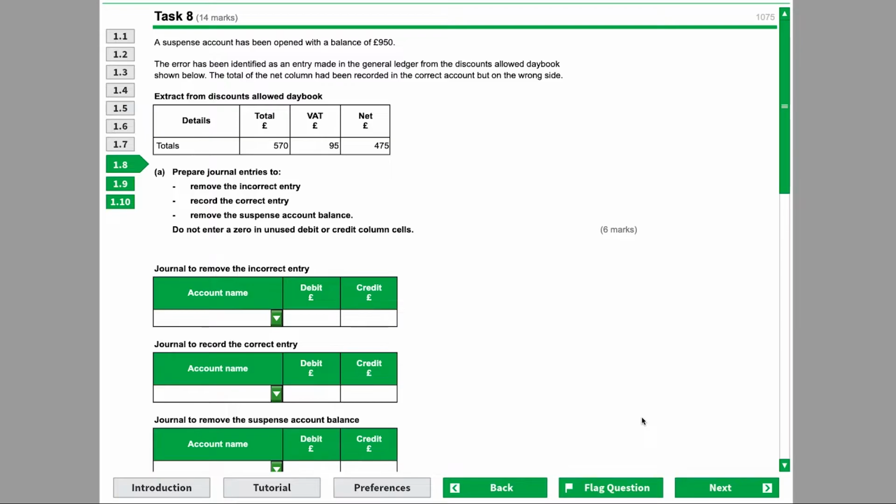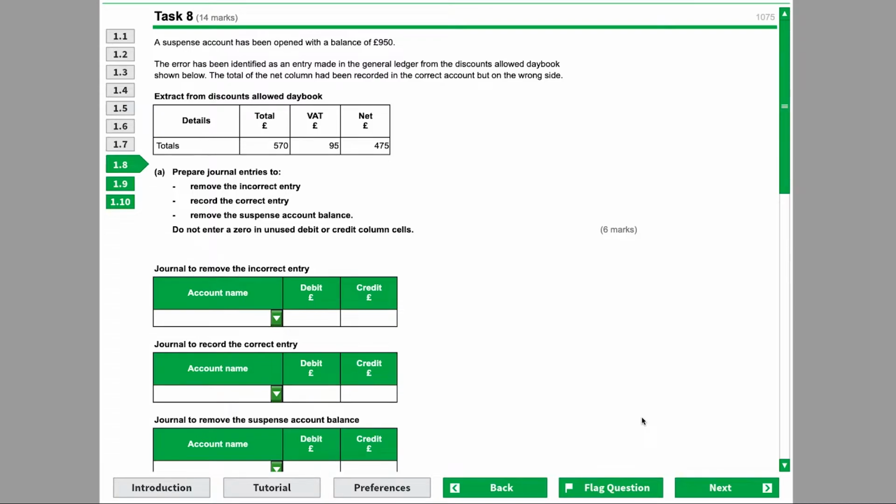A suspense account has been opened with a balance of £950. The error has been identified as an entry made in the general ledger from the discounts allowed daybook shown below. The total of the net column had been recorded in the correct account but on the wrong side. Prepare journal entries to remove the incorrect entry, record the correct entry, and remove the suspense account balance.